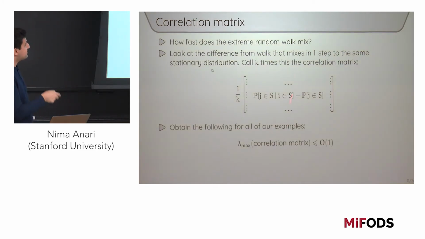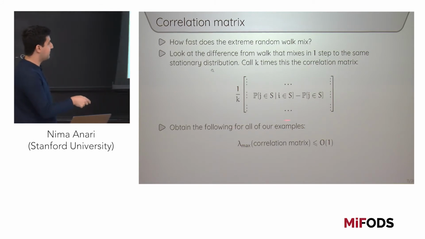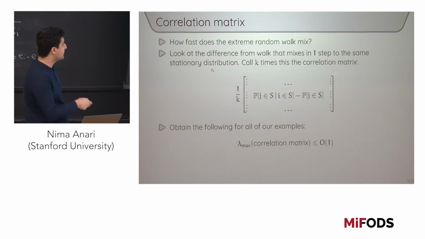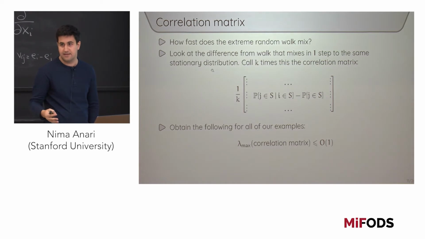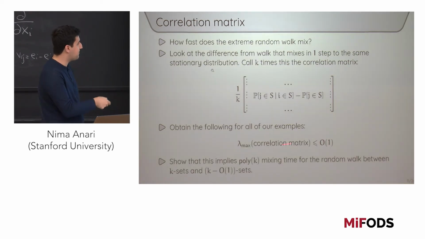So this is what I'm going to show in the rest of the talk. For any of the distributions I talked about, if you write down this matrix and drop the 1 over k, if you just look at the matrix in the middle without the 1 over k, the maximum eigenvalue of this matrix is just going to be bounded by a constant. And then I'm going to show that whenever this happens for your distribution and all conditionings of it, then your random walks between k sets and k minus 1 sets, or k sets and k minus 2 sets, or something like that, is going to mix in polynomial time.